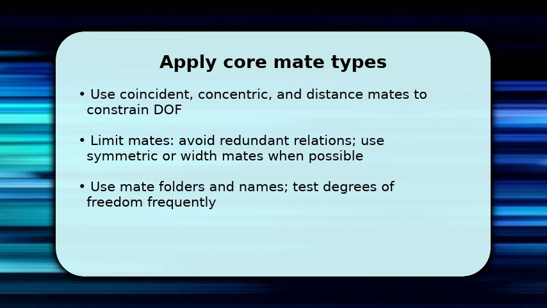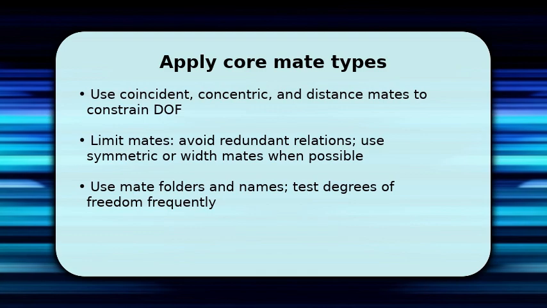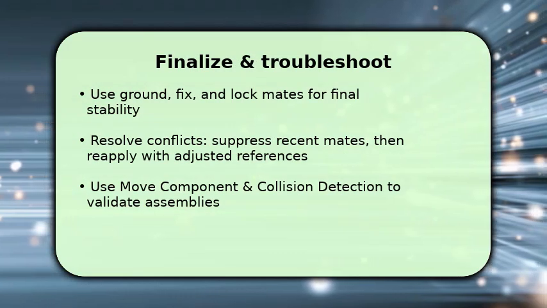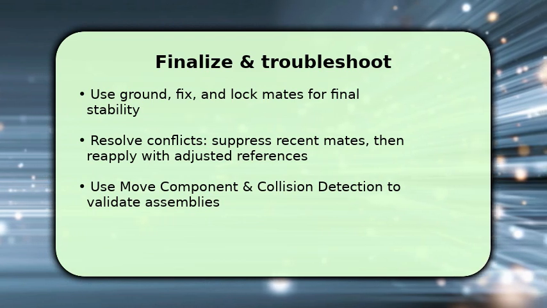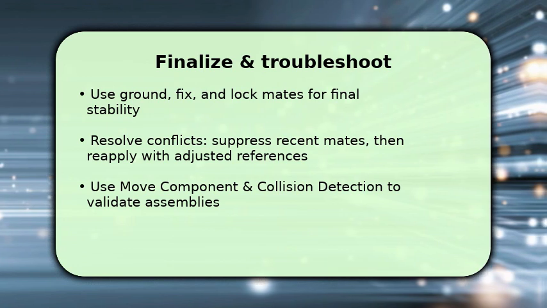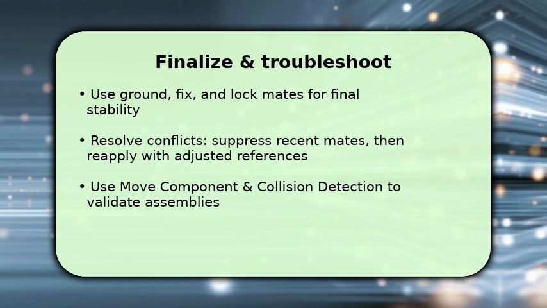Use symmetric or width mates for balanced geometry, and organize mates into folders with clear names so you can isolate and edit problem areas quickly. Finish by stabilizing the assembly. Apply ground or lock mates to fixed components and use fixed references sparingly to avoid overconstraining. Once stable, run move component and enable collision detection to validate clearances.